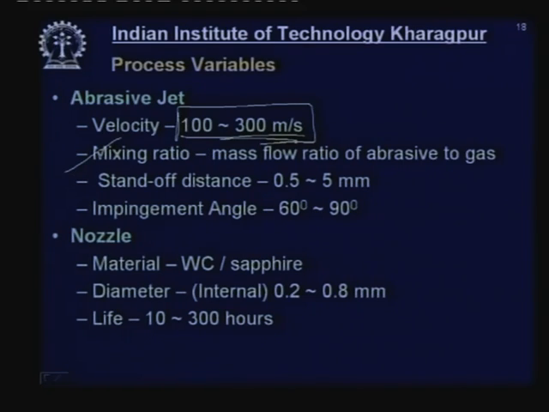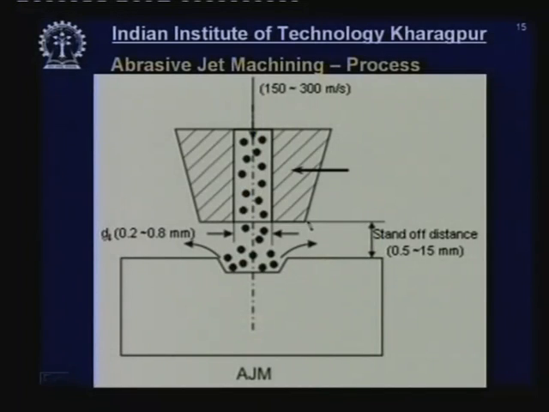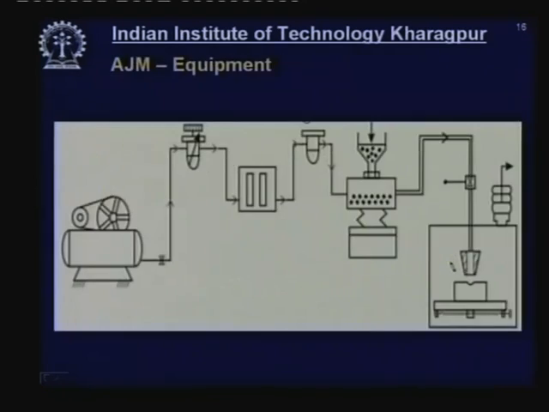Then there is mixing ratio. What is mixing ratio? How much abrasive you are pumping into the system as compared to the mass flow rate of the gas. If you are pumping too much abrasive, they would not be accelerated properly. So, mixing ratio is once again a very important parameter. Then standoff distance. How far is your nozzle from the workpiece? This is your workpiece, this is the end of the nozzle, so this is your standoff distance. Typical standoff distance is around a few millimeters.